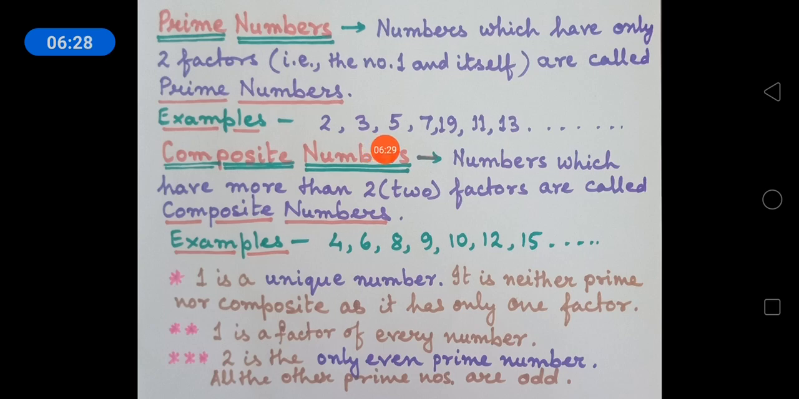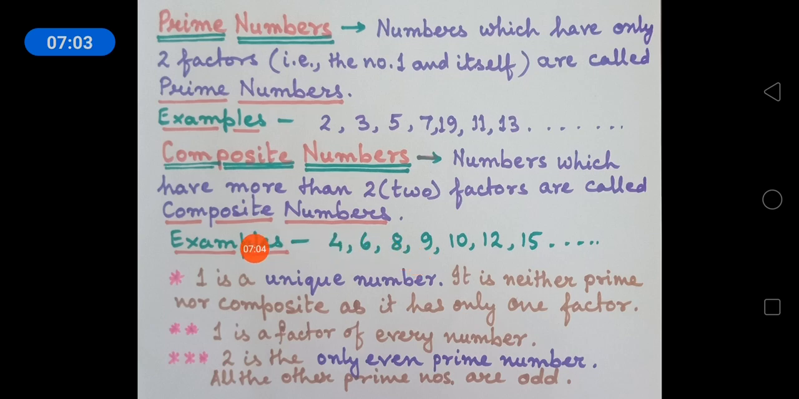So, the numbers which have only two factors are called prime numbers. And composite numbers are the numbers which have more than two factors, okay. Example, 4, 6, 8, 9. Like 4 has factors like 1, 2, 4. So it has more than two factors.